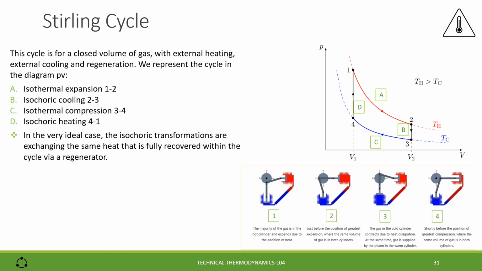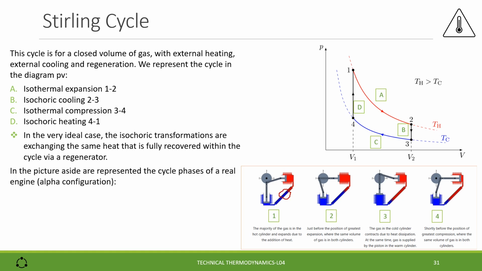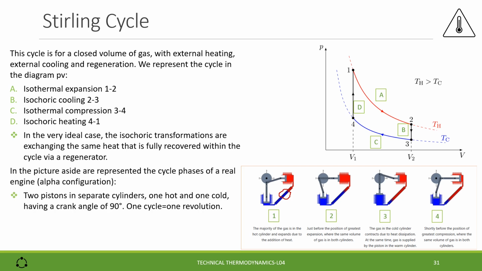In the very ideal case, the isochoric transformations are exchanging the same heat that is fully recovered within the cycle via a regenerator. The regenerator is this exchanger in between the two pistons. Also in the picture aside are represented the cycle phases of a real engine in the alpha configuration, where the pistons have a crank angle of 90 degrees and are in separate cylinders. One cycle corresponds to one revolution.